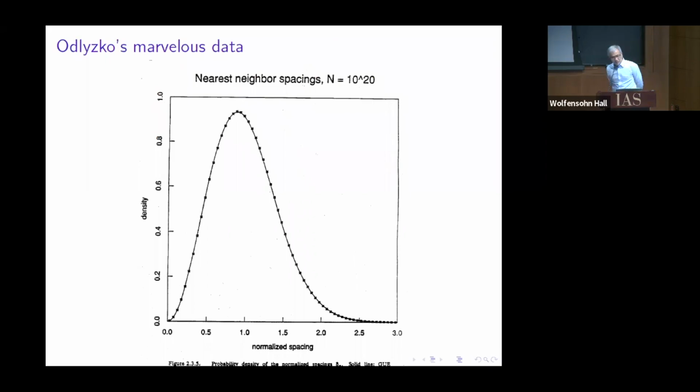We already saw this graph in Peter's talk, this amazing experiment done by Andrew Odlyzko, computing nearest neighbor spacings at height 10 to the 20. And you see that the fit of this conjecture, which goes beyond RH to the random matrix theory, is quite perfect.